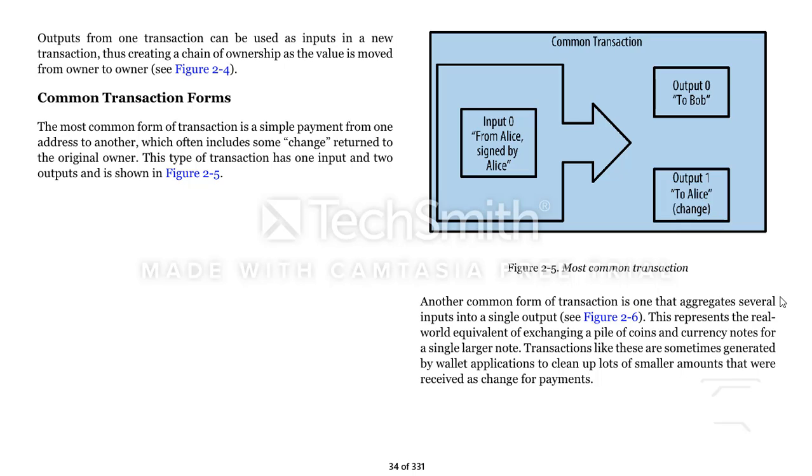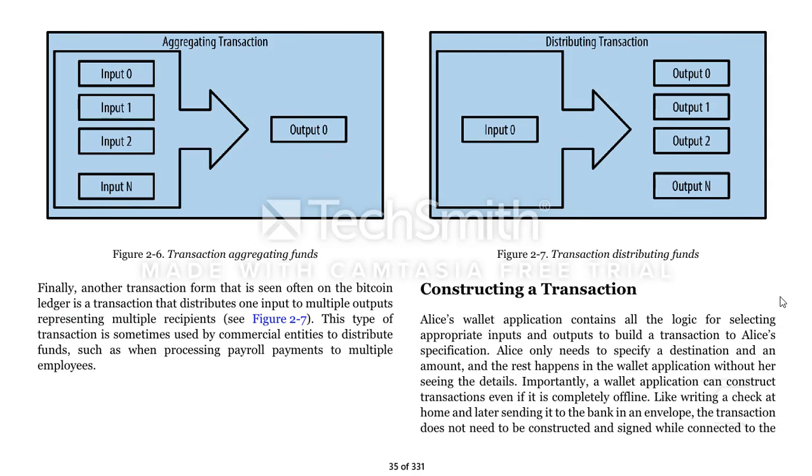Another common form of transaction is one that aggregates several inputs into a single output. See Figure 2-6. This represents the real-world equivalent of exchanging a pile of coins and currency notes for a single larger note. Transactions like these are sometimes generated by wallet applications to clean up lots of smaller amounts that were received as change for payments. Figure 2-6.